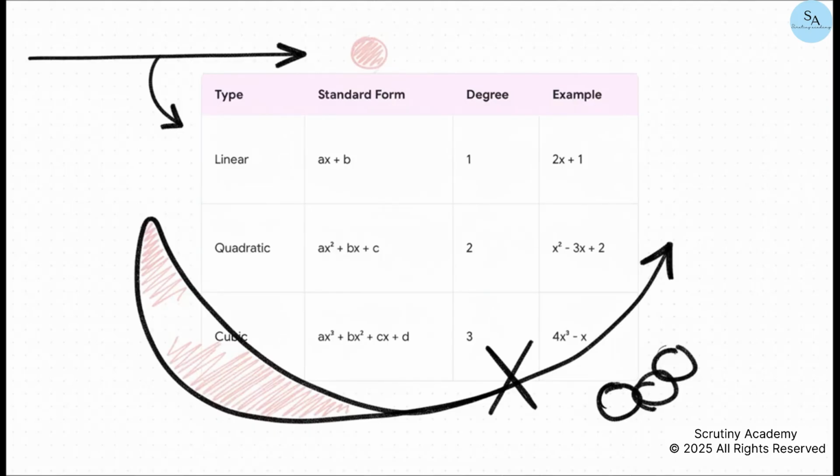Now, polynomials come in a few different flavors, and we actually name them based on their degree. And what's the degree? It's just the highest exponent you can find on the variable. Super simple. If the biggest power is 1, we call it a linear polynomial. If the highest power is a 2, it's a quadratic. And if it's a 3, you guessed it, it's a cubic. This degree is everything. It tells us so much about how the polynomial is going to behave.